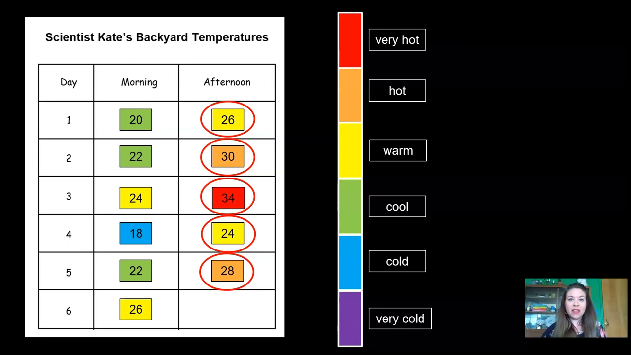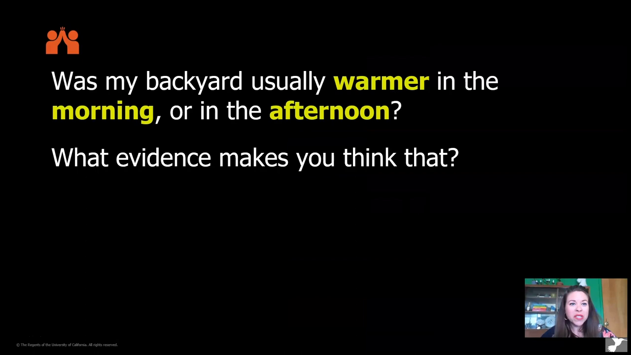In the morning, it was 26 degrees, and in the afternoon, it was 28 degrees. Which was warmer, morning or afternoon? Did you pick afternoon? Awesome, you really got the hang of this. Okay, so was my backyard usually warmer in the morning or in the afternoon? Yeah, the afternoon. Do you have any evidence that makes you think that?